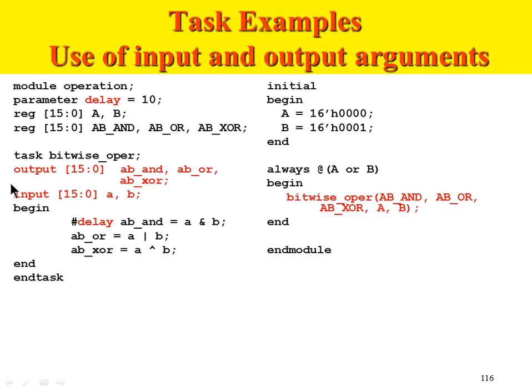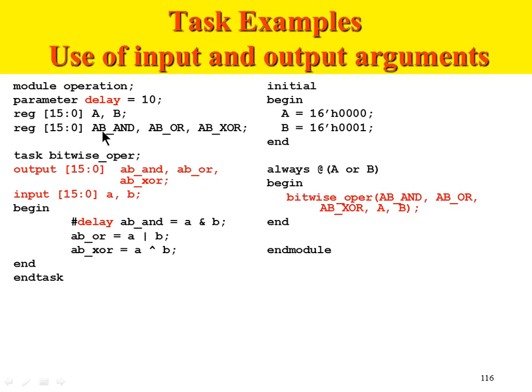Then I have this task declared. The task is called bitwise_operation. The task has certain input outputs. First, the outputs are declared. The small ab_and, small ab_or and small ab_xor are each an output of 16 bits. Then there are two inputs, small a and small b, each of them 16 bits. These small signals are different than the capital ones because Verilog is a case sensitive language.